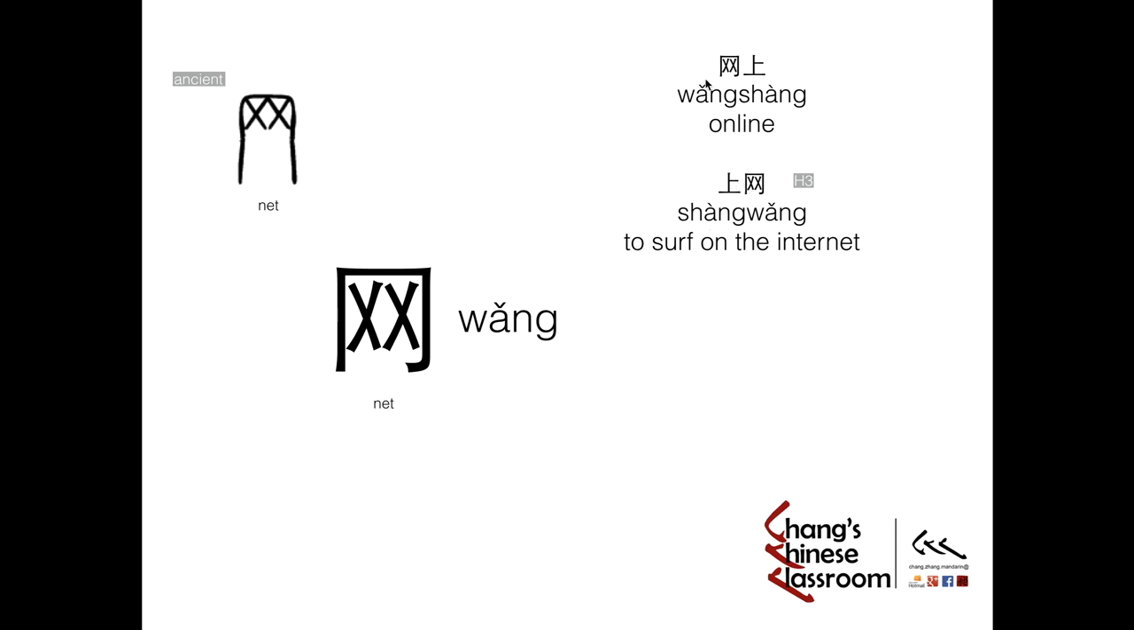Alright, so pay attention which one is online as a noun, which one is an adjective, or which one is a verb, to surf on the internet. Right, this one is the verb, and this one is the adjective. And this is a noun. Yes, I just prefer to call it structure. This one, 网站. 站 means stop, so this is the net stop, website. And the last one, 网球, netball, tennis.